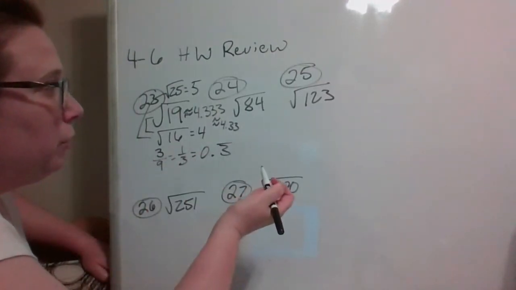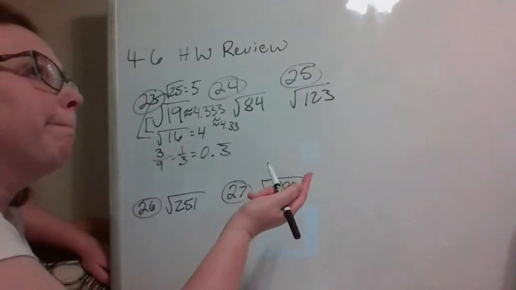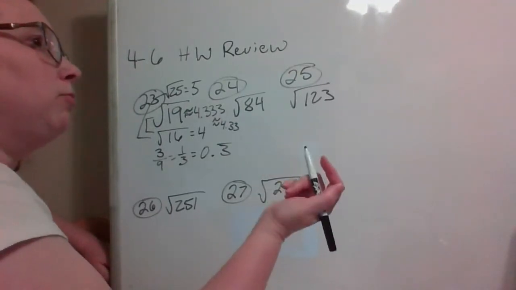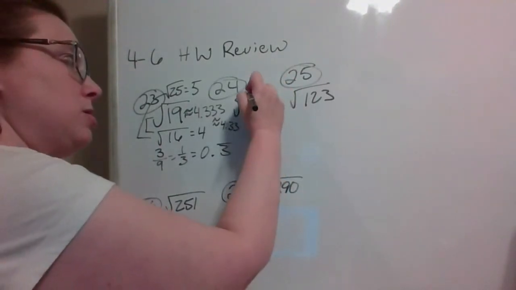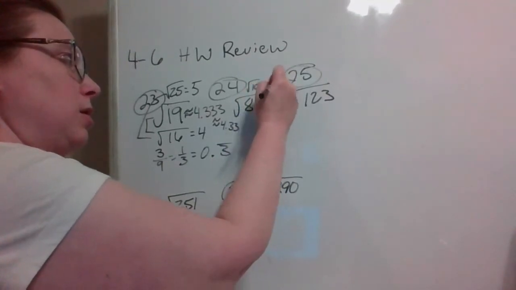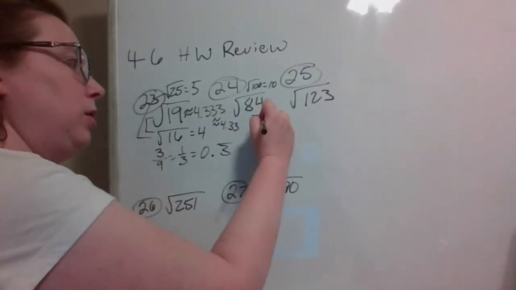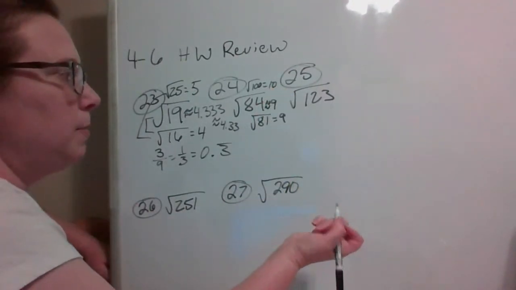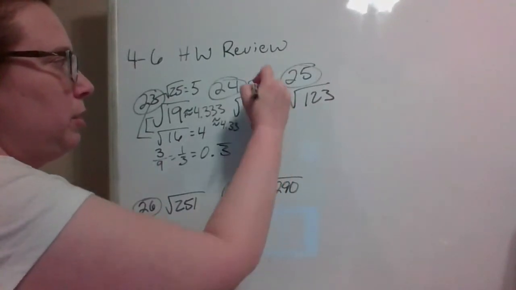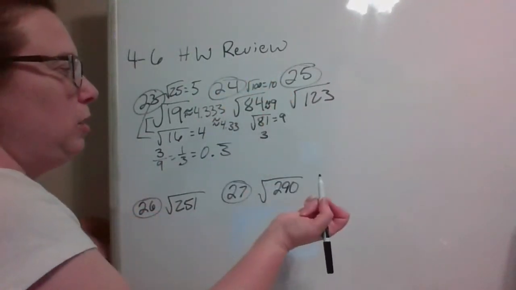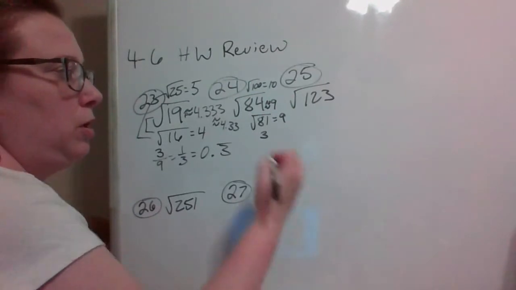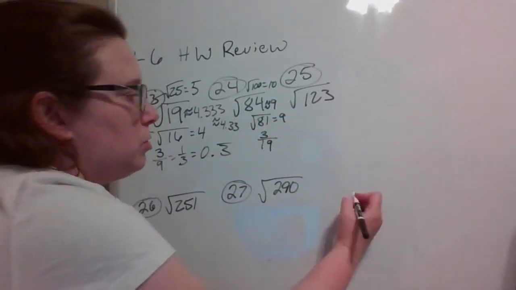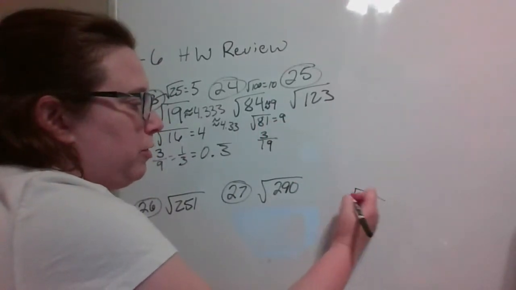For the square root of 84, let's see, square root of 84, 10 would be 100. And 9 would be 81. So we know it's going to be between 9 and 10. The difference here is 3. The difference between 100 and 81 would be 19. So we need to divide here. I don't know this one, so I'm going to do 3 divided by 19.